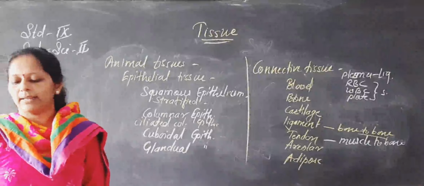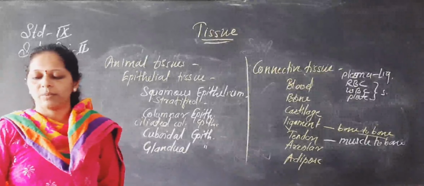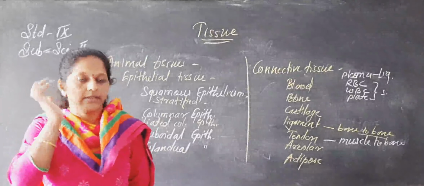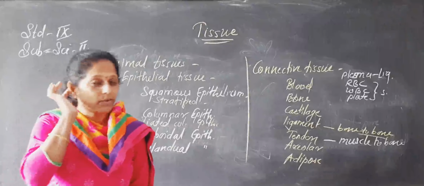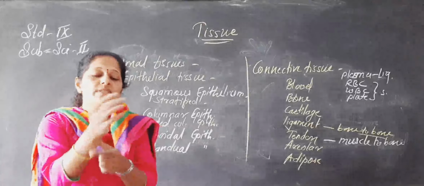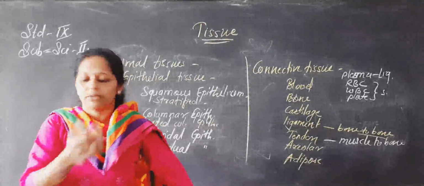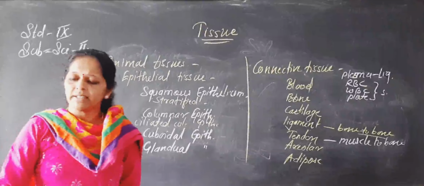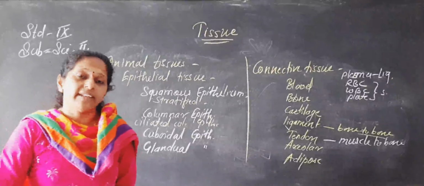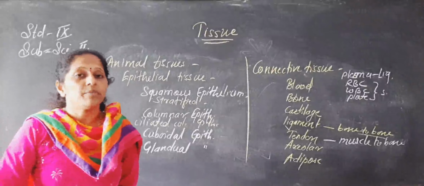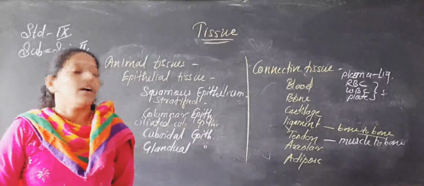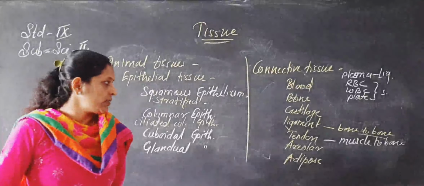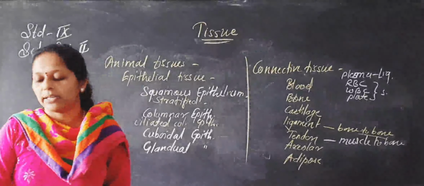We can fold the cartilage of our ears, but we cannot bend the bones in our arms. Cartilage can bend, but bones cannot, because bone matrix is very hard. Next is areolar tissue.